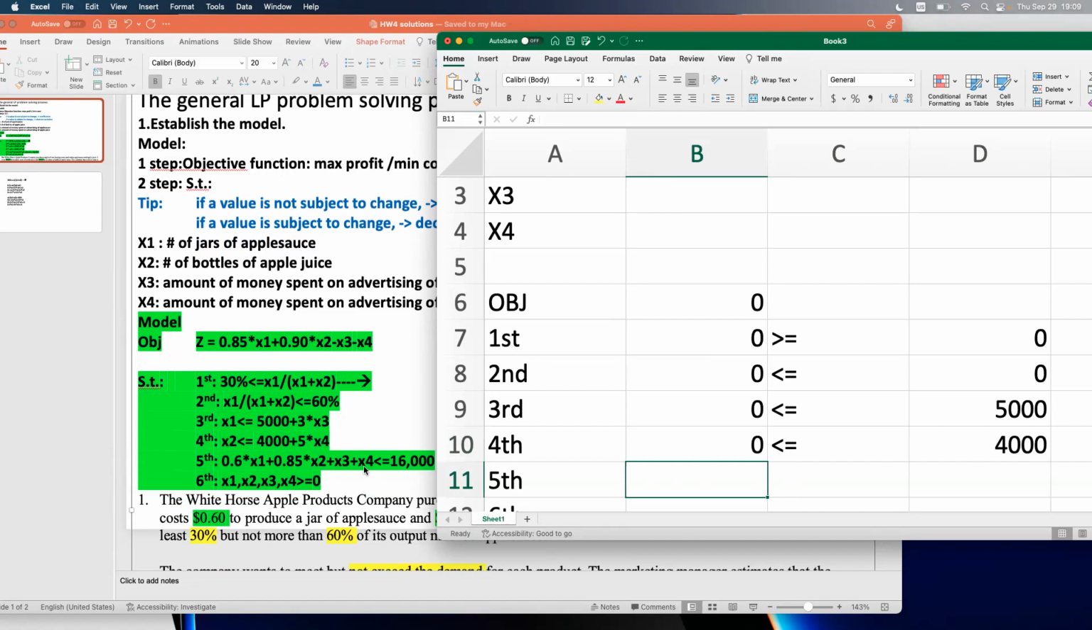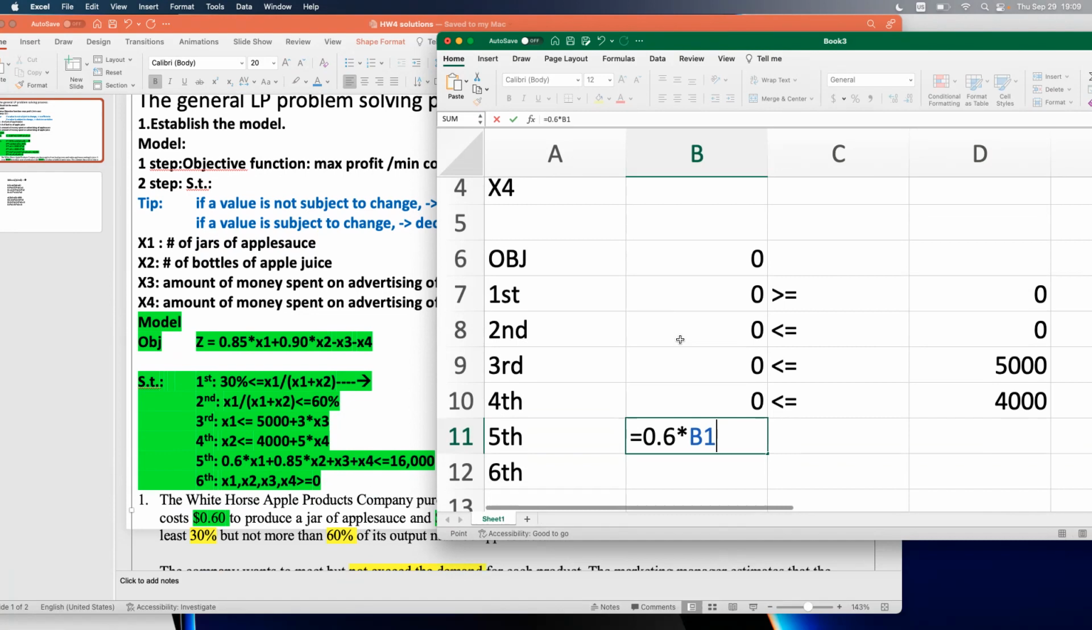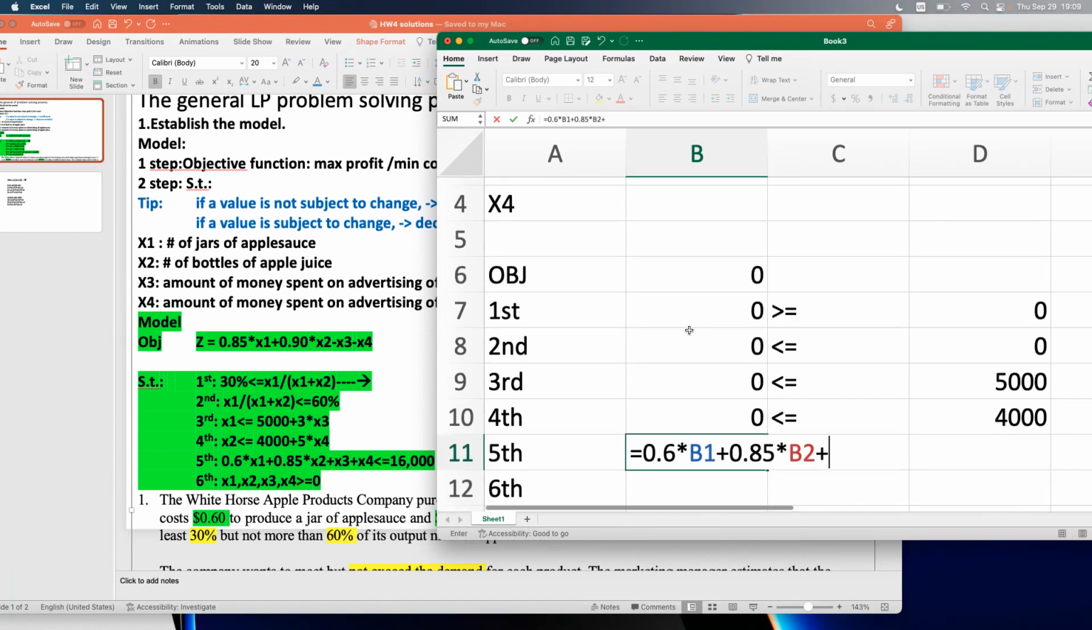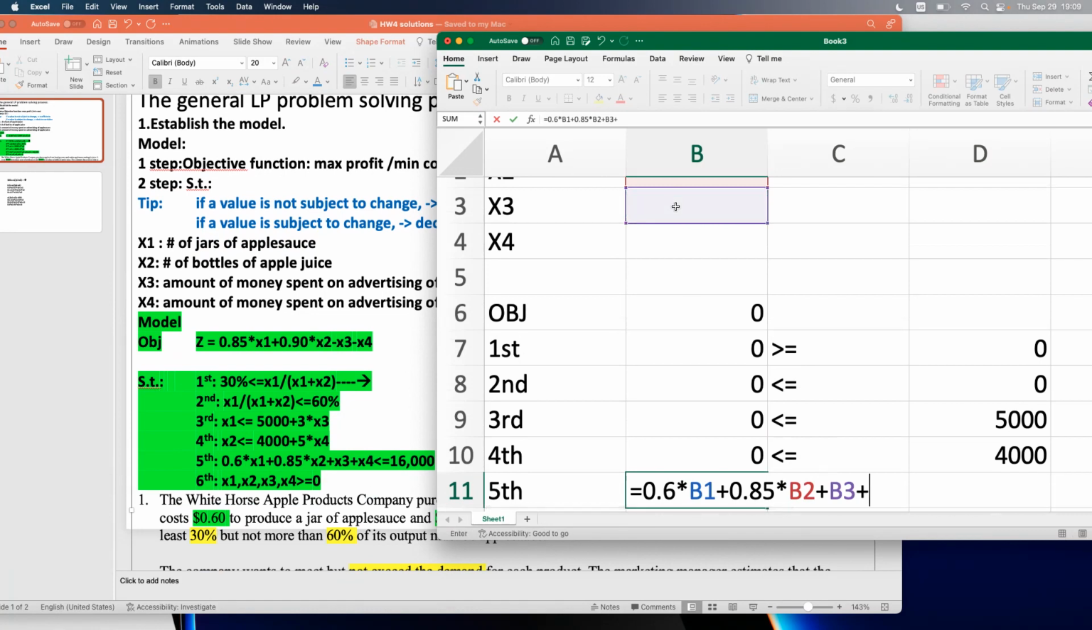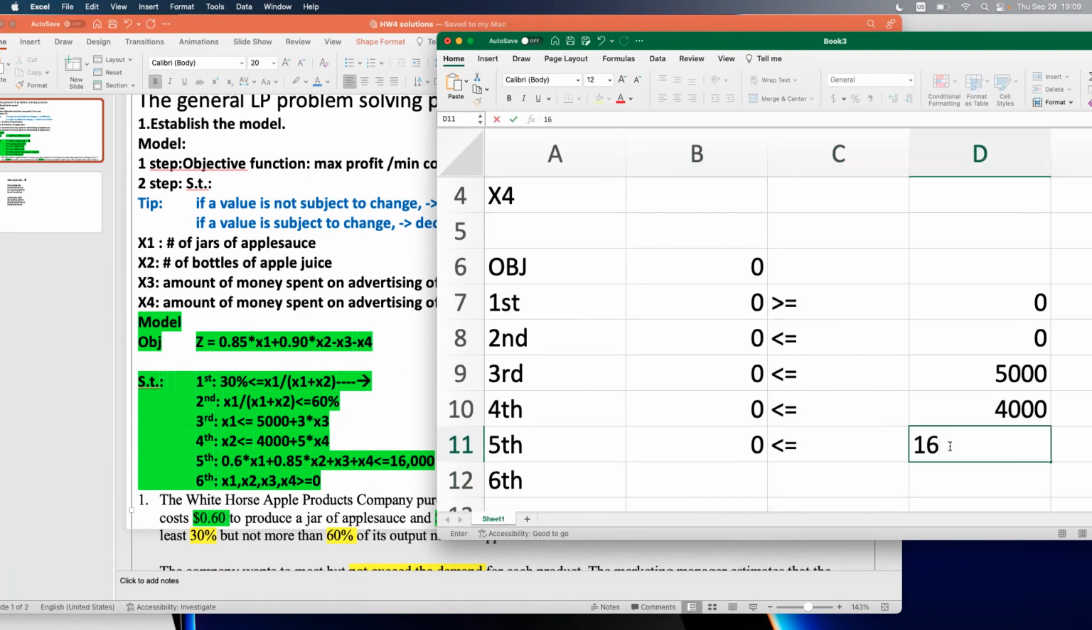And we got one more, the fifth. So that's 0.6 times x1 plus 0.85 times x2 plus x3 plus x4. So the summation of the cost should be less than or equal to 16,000. So the last constraint is the general one, non-negativity.